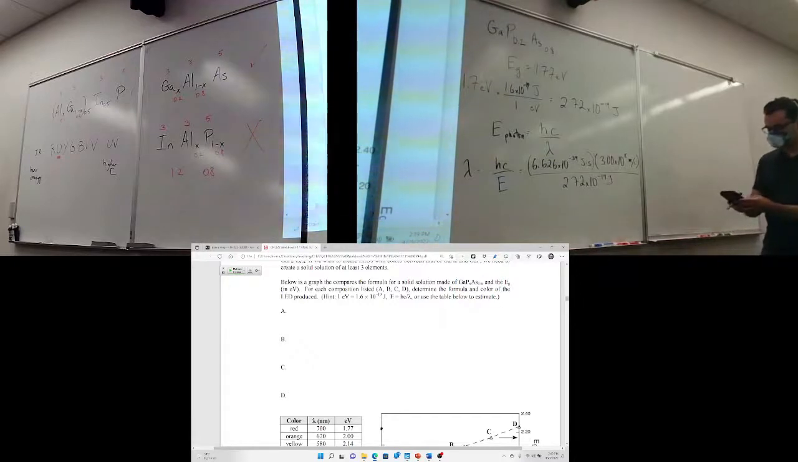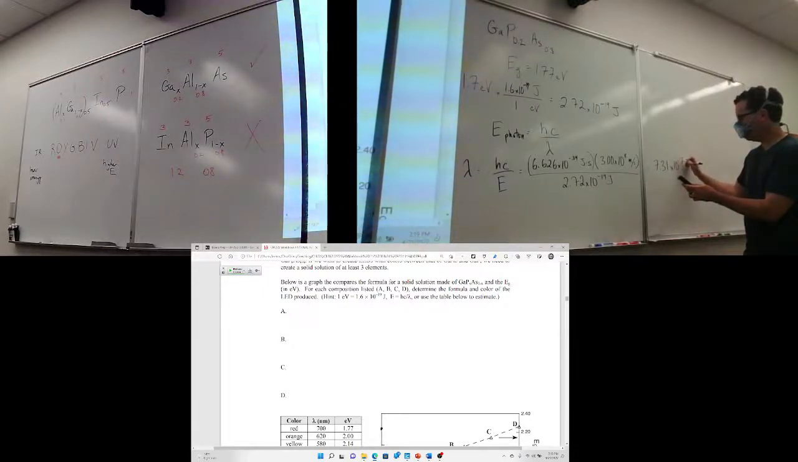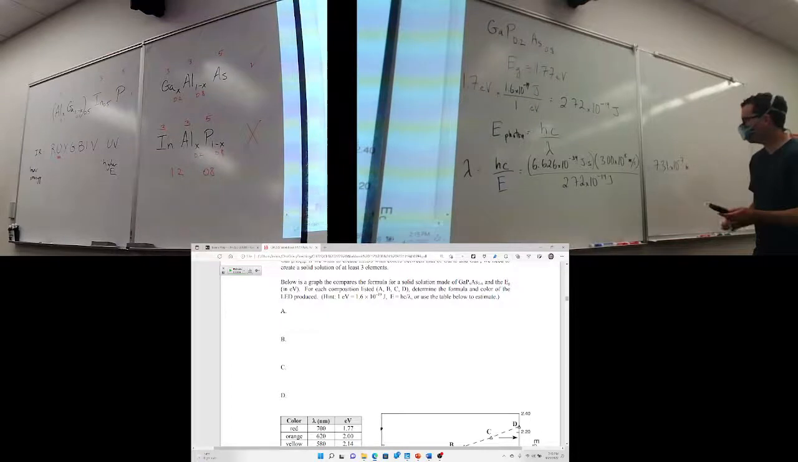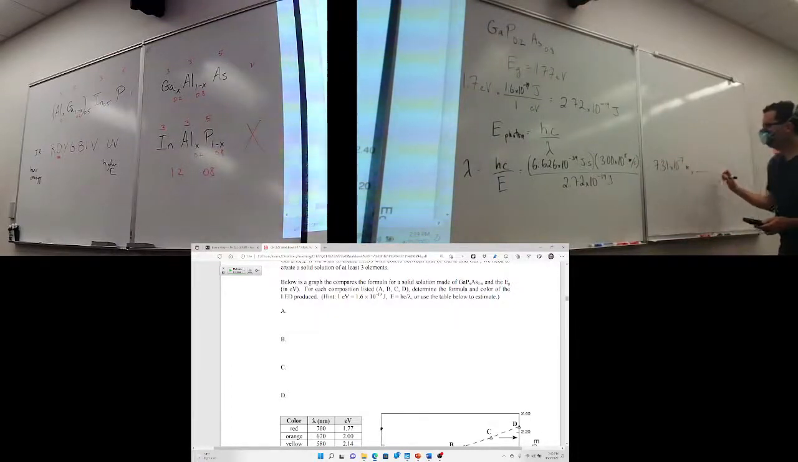Let's see, 6.626 e to the minus 34 times 3 e to the 8 divided by that energy. I get 7.31 times 10 to the minus 7 meters. Notice you get meters in the end. And when we do wavelength of a photon, nanometers is a more useful unit, so let's convert it to nanometers. 1 nanometer is 10 to the minus 9 meters.